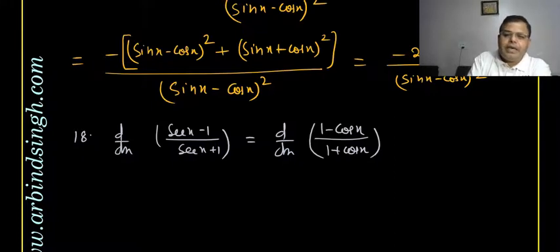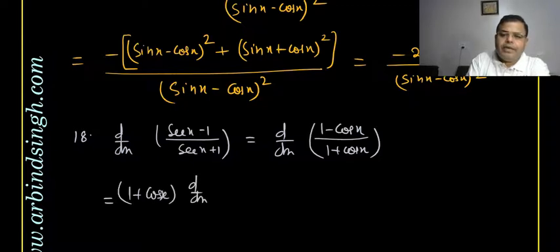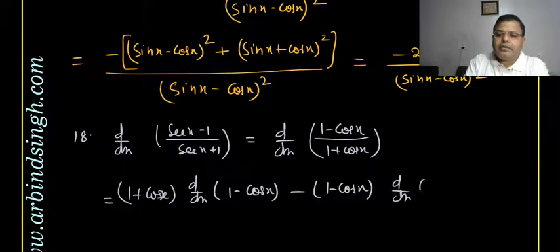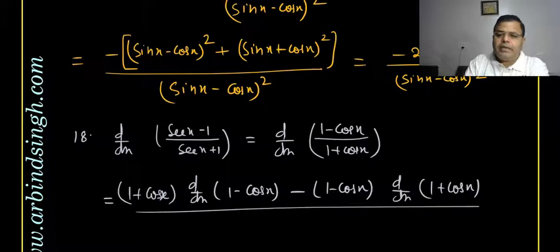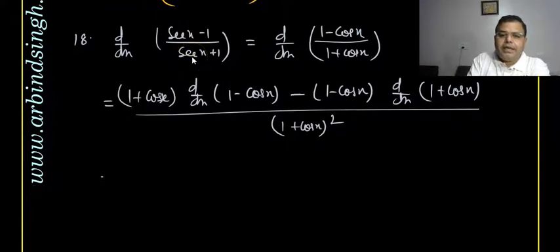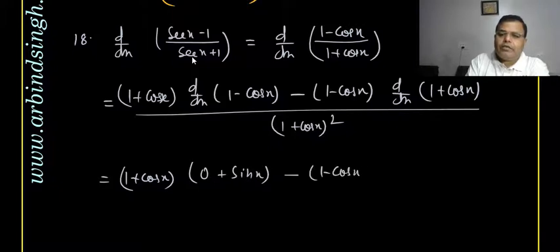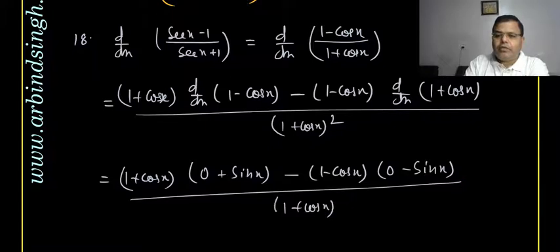We can do it like this and now apply the quotient rule: 1 plus cos x into dy dx of 1 minus cos x, minus 1 minus cos x into dy dx of 1 plus cos x, whole divided by 1 plus cos x whole square. So what will happen? In that case, it will be left as 1 plus cos x into 0 and the derivative of cos x is minus sin x, plus 1 minus cos x and the derivative of this is 0 and the derivative of cos x is minus sin x. So I can write here minus sin x, whole divided by 1 plus cos x whole square.